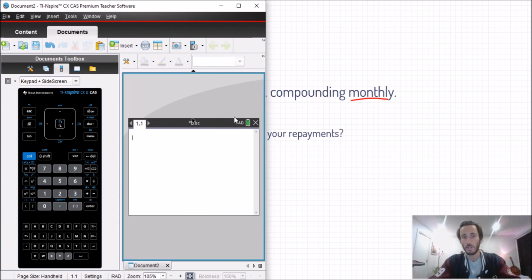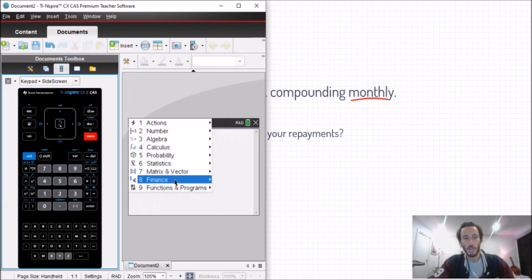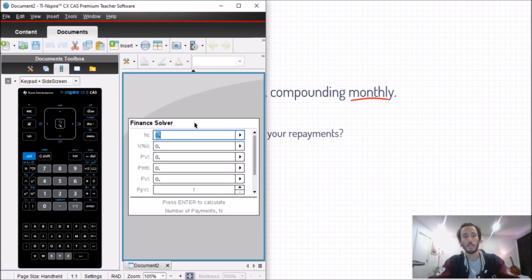Just so that we're clear. Menu 8.1, Finance Solver, our N is 24, I is 15, present value is positive 10,000 because you're getting a loan, you're getting 10,000 at the present, at the start, now. Payment is what we're trying to calculate, so we skip that for now. Future value is 0 because we want to have nothing paid at the end of it. Payments per year, 12. These are both the same in Further Maths. Payment at end, always end in Further Maths.